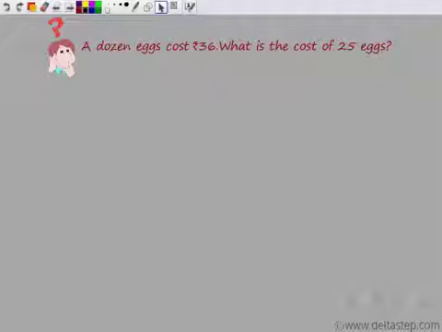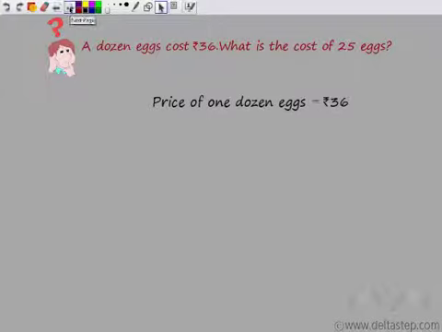Can you tell me what would be the cost of 25 eggs if you know that a dozen eggs cost 36 rupees? Well, let's see. We know that a dozen eggs cost 36 rupees. So what is one dozen here? We have this term one dozen.